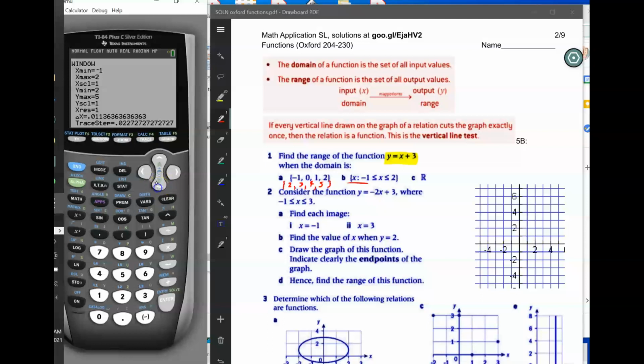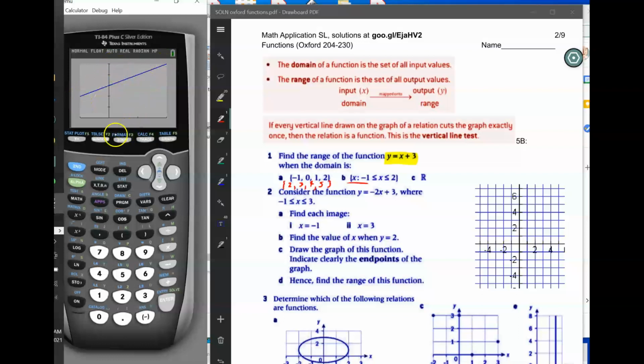Change y min to 0. Okay, 0. And now I'm going to graph it. Now I know that the bottom of the graph is 0. Now that I know that, I can see that the lowest x value is -1, and the lowest y value is 2. And then the highest y value is 5.